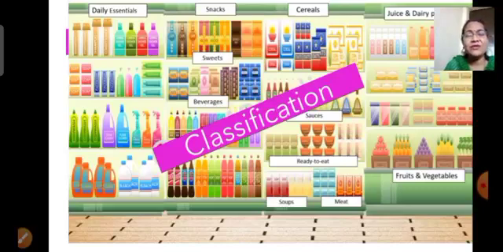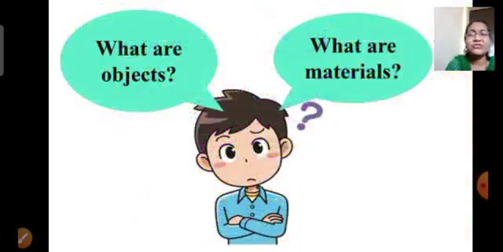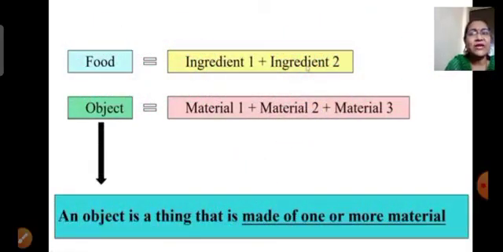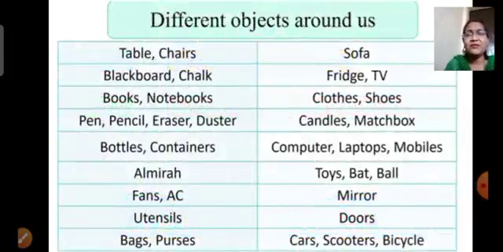So, before moving forward, it's very important to understand what are objects and what are materials and how they are different from one another. You have already studied in chapter number 1 that food is made up of one or more ingredients. In a similar manner, an object is made up of one or more materials. So basically what I want to say here is that an object is a thing that is made up of one or more material. If you look around, you will find yourself surrounded by a variety of objects.